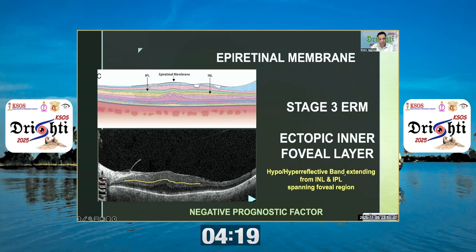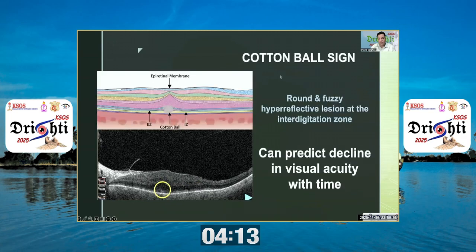If you operate at this stage, the vision may not improve so significantly after surgery. And one more sign found in epiretinal membranes is the cotton ball sign, which is a round and fuzzy hyperreflective lesion seen at the photoreceptor layer or at the interdigitation zone. This can predict decline in visual acuity over a period of time.